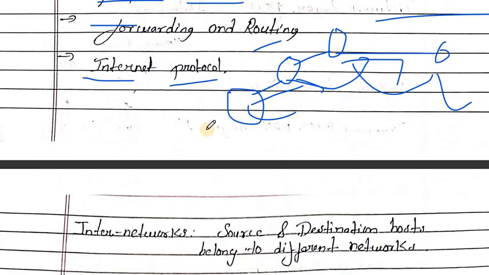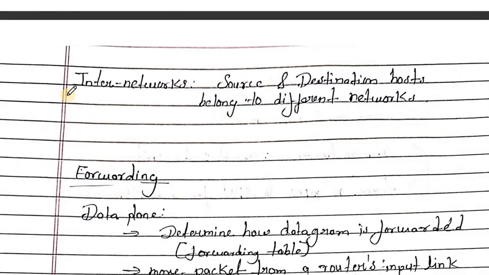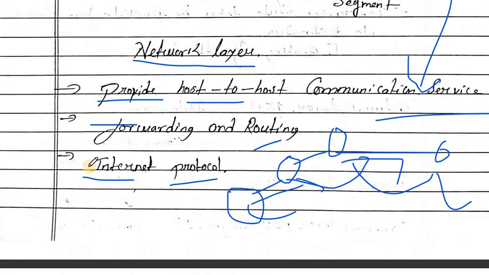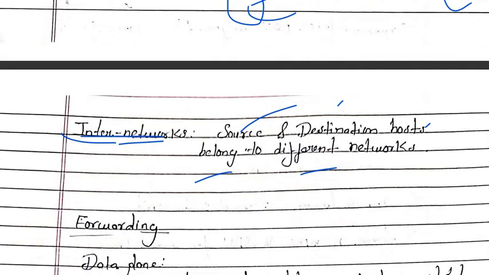The network layer is also called the internet protocol layer. It provides internetworking. Source and destination hosts belong to different networks. Now in the network layer there is a host and there is a destination, host to host. The host is from a different network and the destination is from a different network. Both hosts are from different networks and they are communicating through the channel.